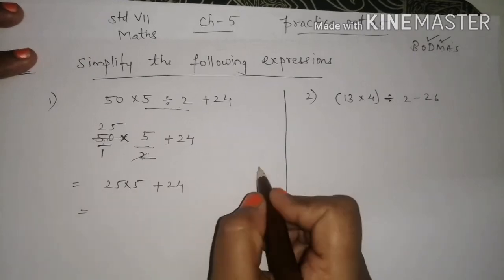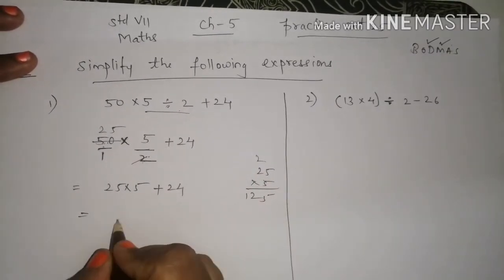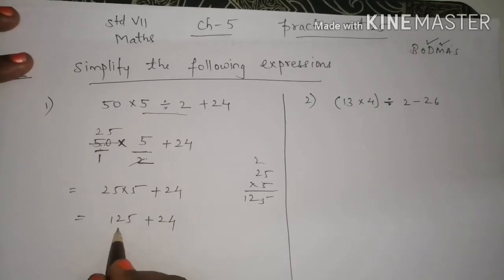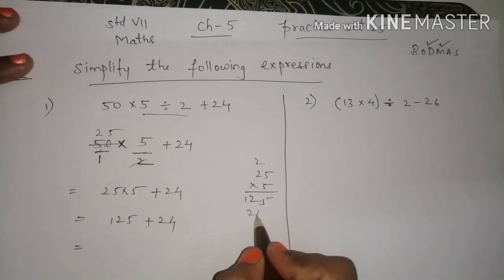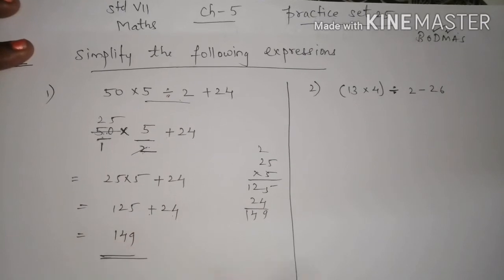So 25 5s is how much? 5 5s are 25, 5 2s are 10 and 1 makes 12. 125 plus 24. Now it is plus only. So 125 plus 24 will be 149. So this is the answer we got.